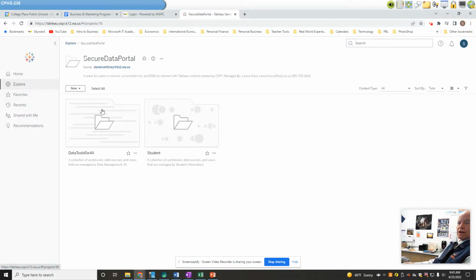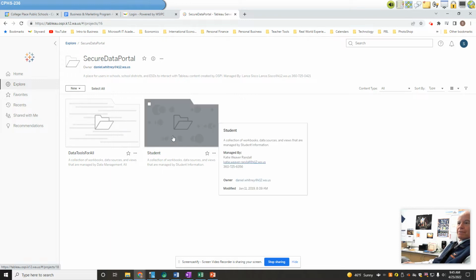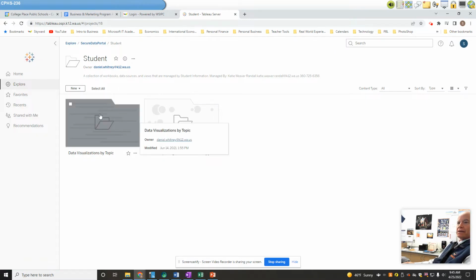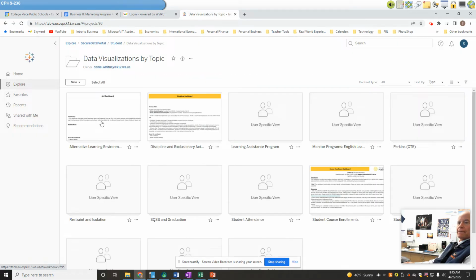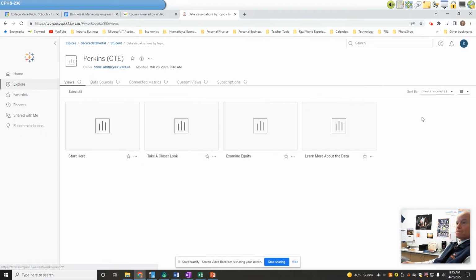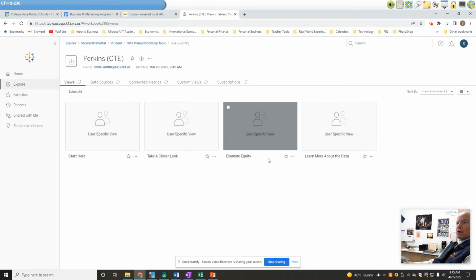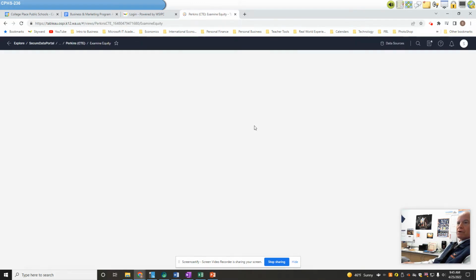So I go into Security Data Portal, and I'm interested in student demographics, and data visualization by topic. We are most interested in Perkins CTE indicators, and start here, take a closer look. But examine equity is where we're spending most of our efforts here. So I'm going to go into that.